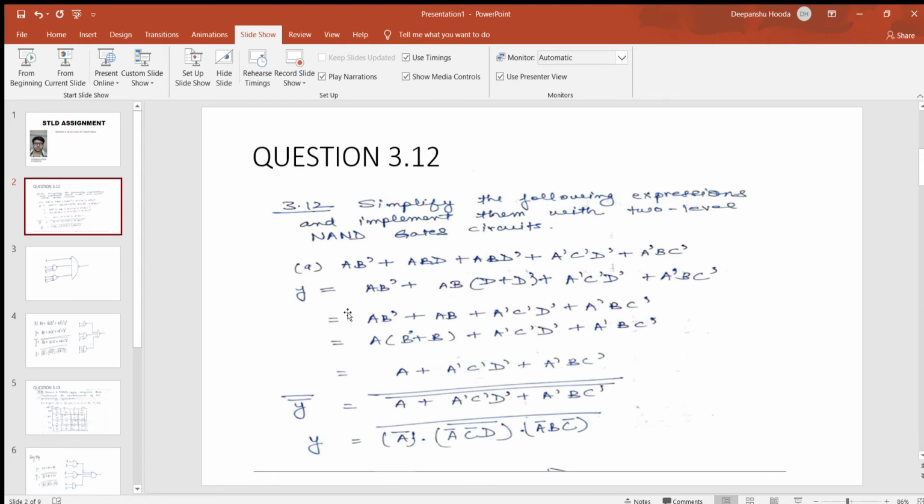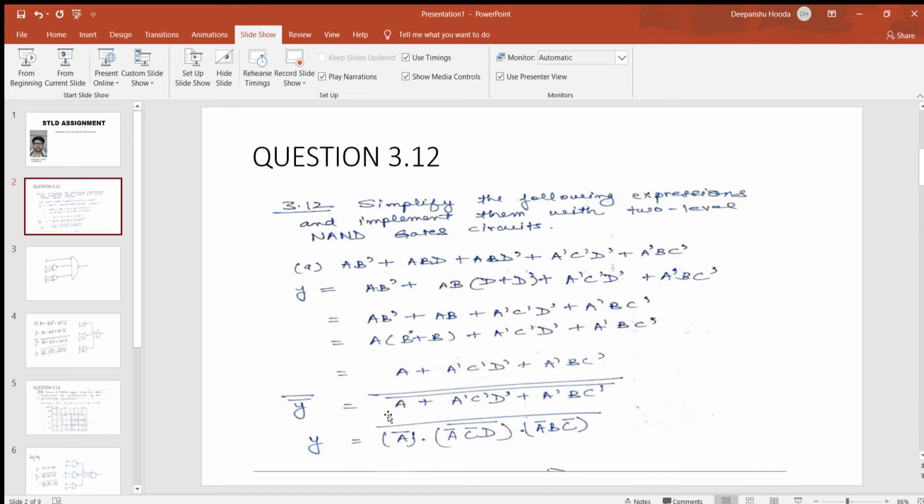So we move on to this: AB' + AB + A'C'D' + A'BC'. If we take A common in these two, we again have a similar condition: A(B' + B) + A'C'D' + A'BC'. Again, B' + B will always result in 1, and A dot 1 will always be A. So this is the final simplified expression that we have. This cannot be simplified any further.